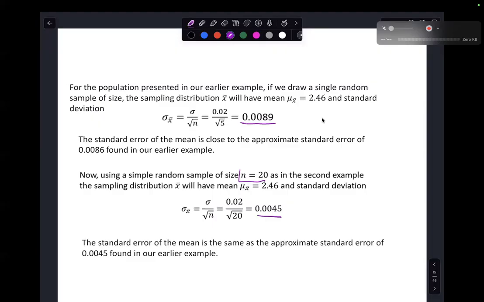So this is how you're going to calculate your standard error, or your new standard deviation. I usually refer to it as the new standard deviation, though MyOpenMath calls it standard error. So just remember that when MyOpenMath is asking for standard error, this is what it's looking for. Questions before I move on? Okay.